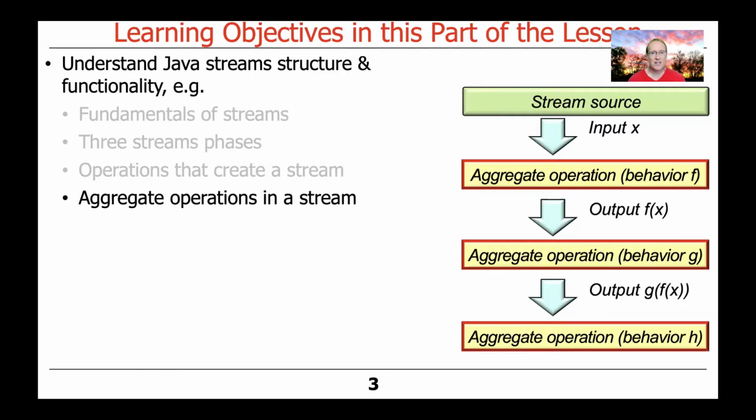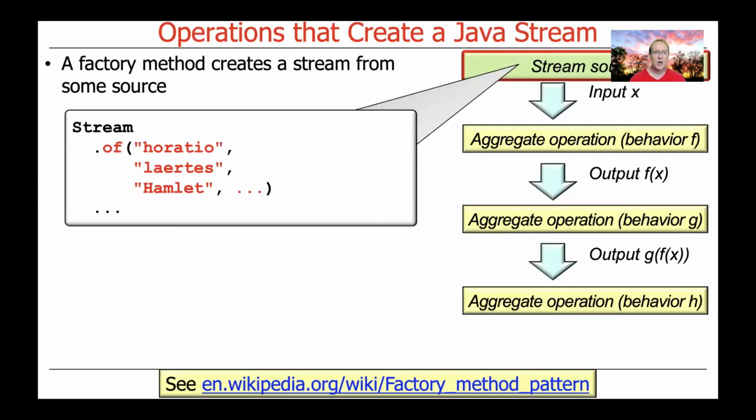Now, this introduction is by no means exhaustive, and there's plenty of other operations that we'll come across later as we get into the details, but I want you to get a kind of high level view of what's going on here. So there's a bunch of factory methods that create a stream from some source of data. We've seen this example already.